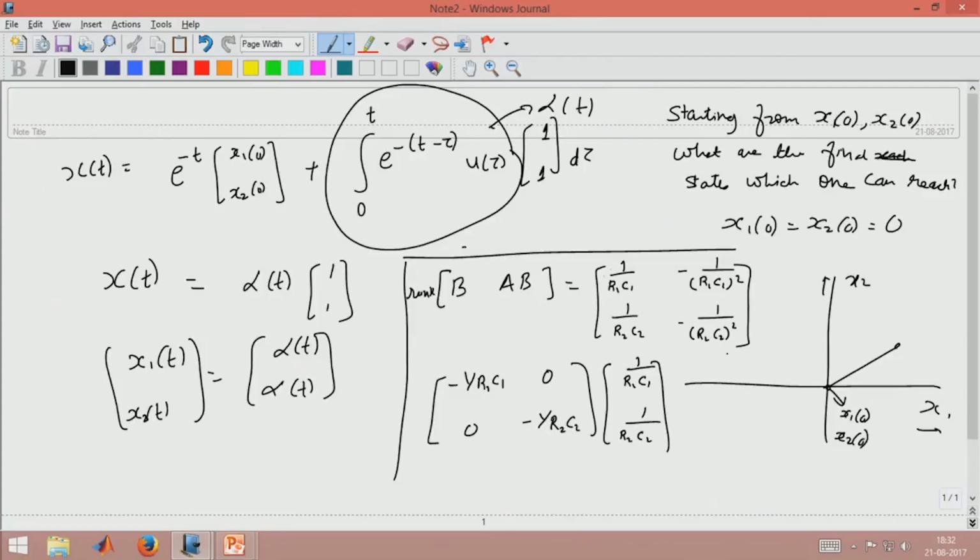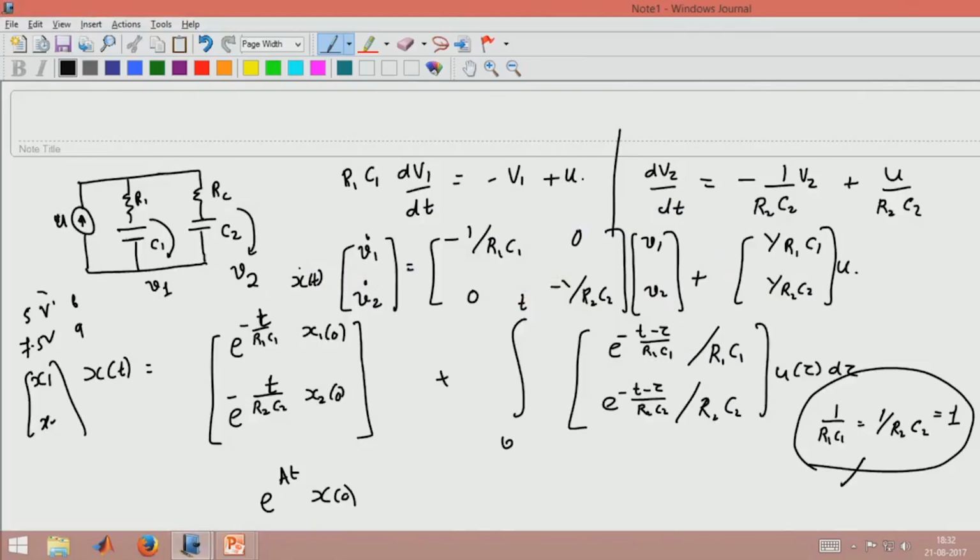So the rank of this should be 2, which means I look at the determinant: minus 1 over R1 C1 times 1 over R2 C2 square, plus 1 over R1 C1 square times R2 C2 should not be 0. Then it's full rank. And you see in the special case, when everything becomes 1, it goes to 0. So it loses controllability. For all other values apart from this one, I can get to a configuration like this.